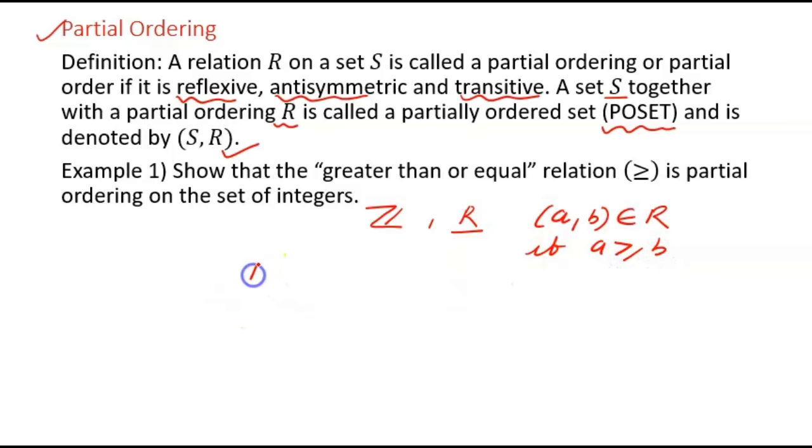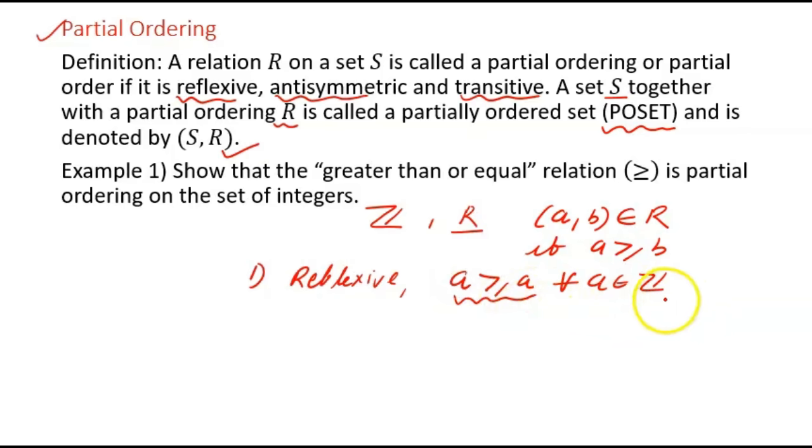Check whether it is satisfying the requirement for the relation to be partial ordering or not. It is reflexive, very obvious that every element A is greater than or equal to A. This is true for all elements A that belong to the set of integers. Every element A is greater than or equal to A means A comma A belongs to R. So that is why it is a reflexive relation.